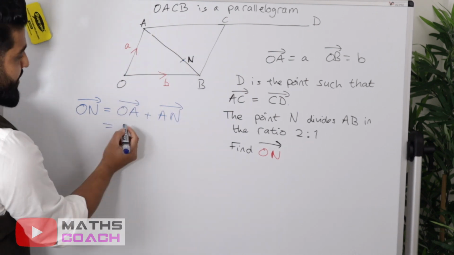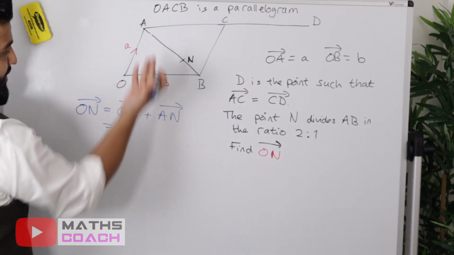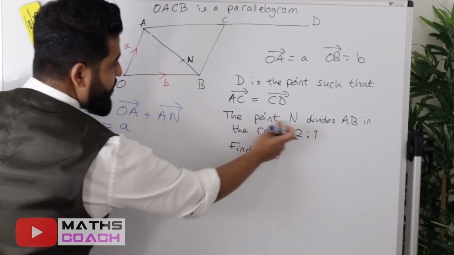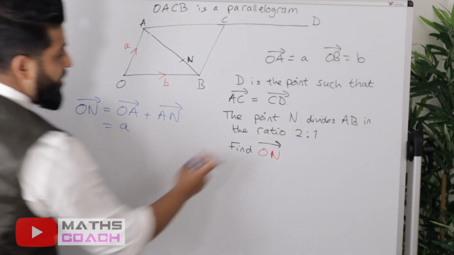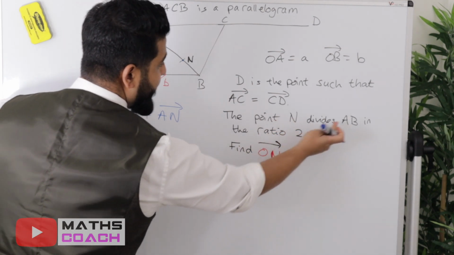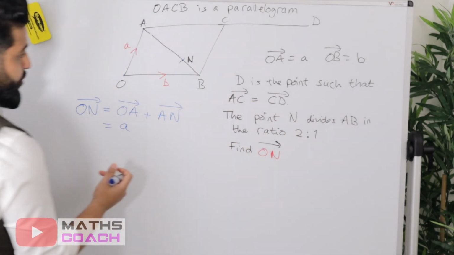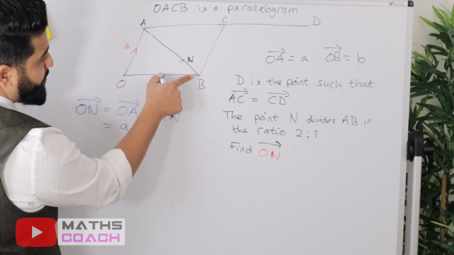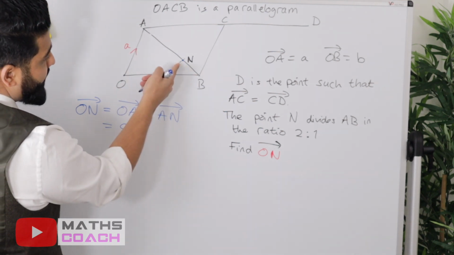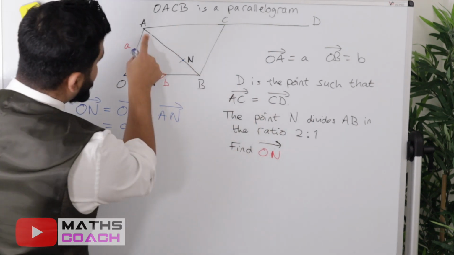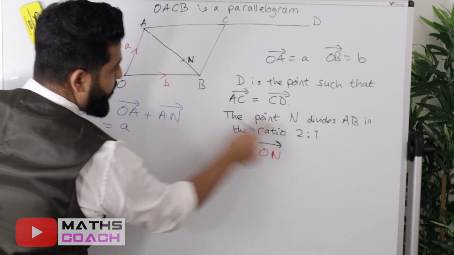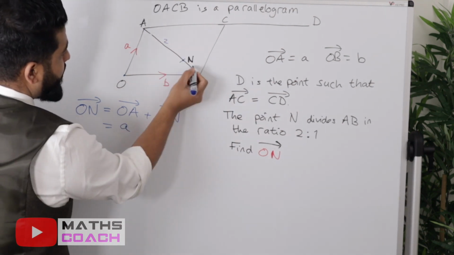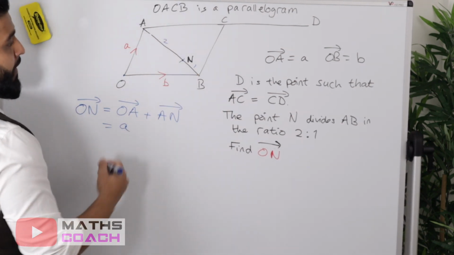Now very quickly, we know what O to A is. O to A is A. What we need to find is this AN, and that's where we have to use the information that it's given us, which is that the point N divides AB in the ratio 2 to 1. What does that mean? If you look at A to B and N, this part is 2 and this part is 1 because it's in the ratio 2 to 1.